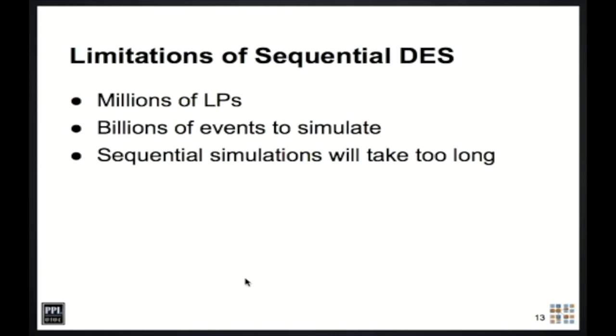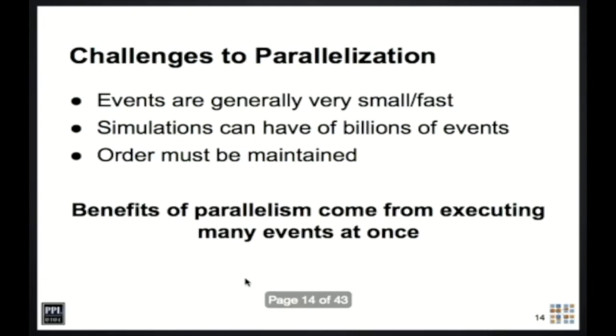So if you try to do all this sequentially on a single core, these simulations are going to take forever. So we want to look at parallelizing this. What are the challenges we're looking at to parallelization here? One thing that's important is the events that you're executing. Generally, they're very, very fine grain. It's usually something like updating a queue or just updating a couple of variables in a state.